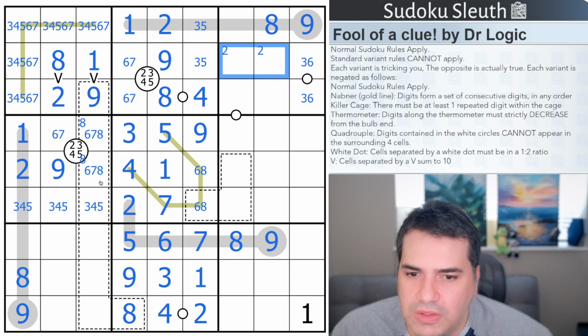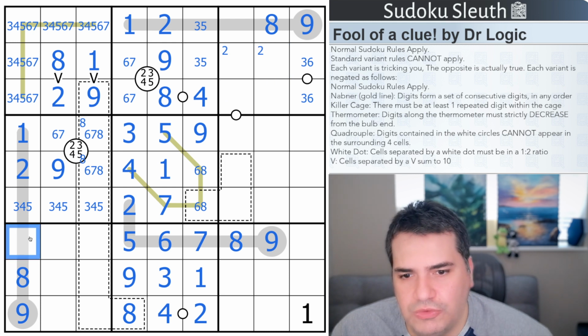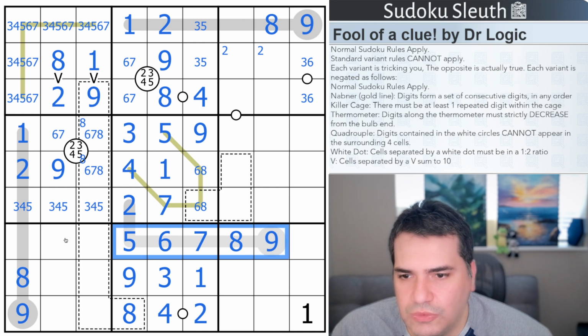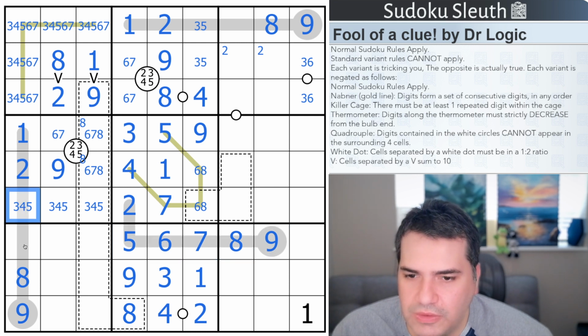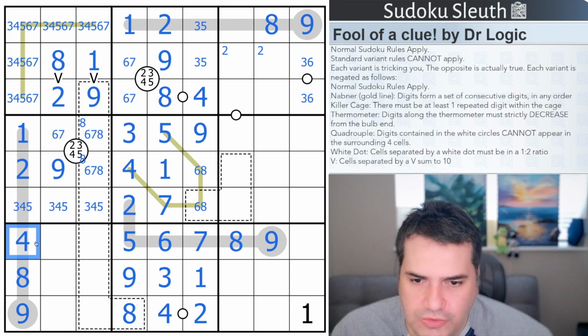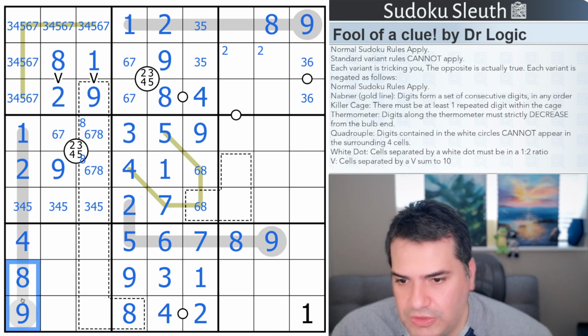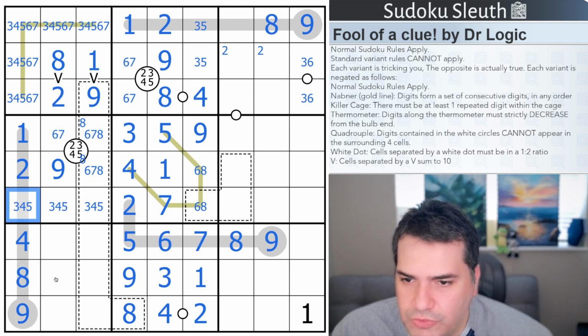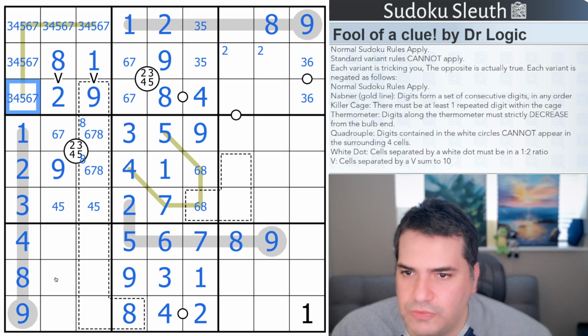Once again, I may have to hit. Okay, this cell is surely resolved. I've got 5, 6, 7, 8, and 9 all looking at it, and it has to be bigger than 3. So I'm almost certain this has to be a 4 because it can't be 5, 6, 7, 8, or 9, and obviously it needs to be less than 8 and 9. Therefore, this is 3. This is a 4, 5 pair.